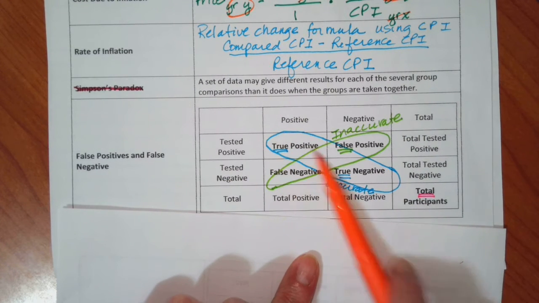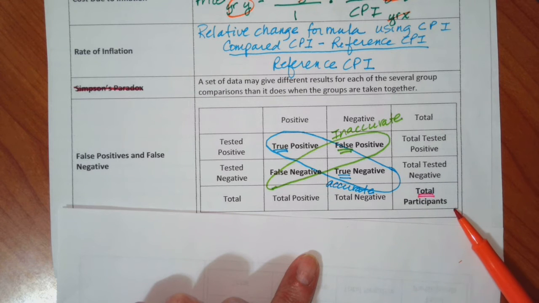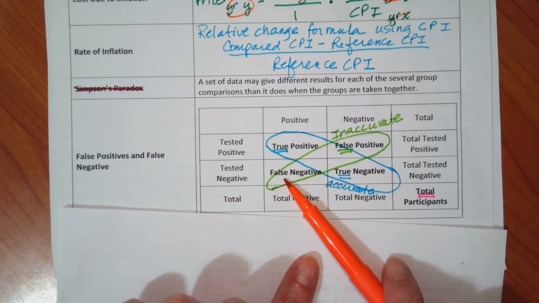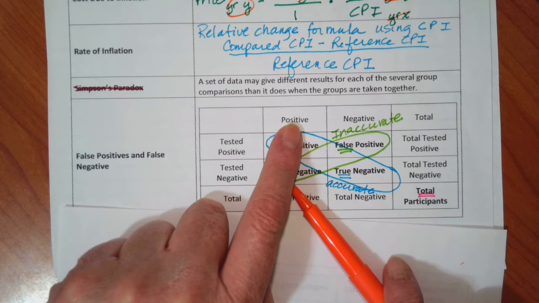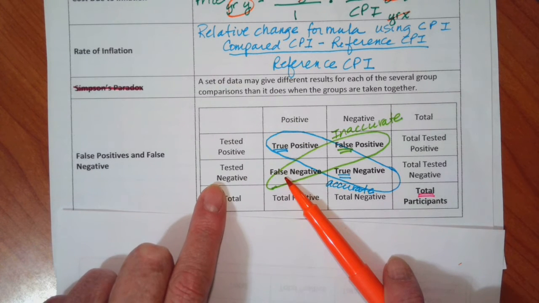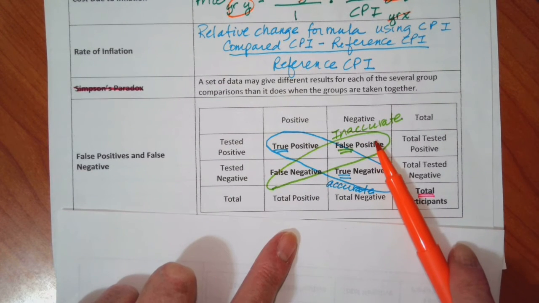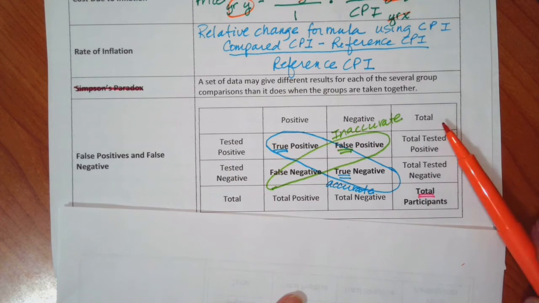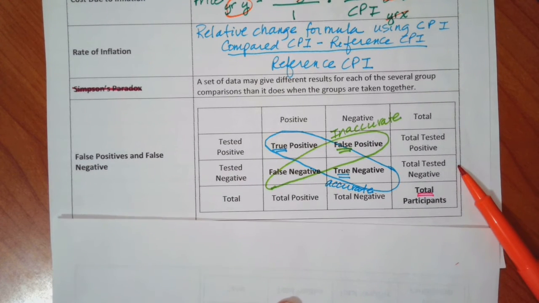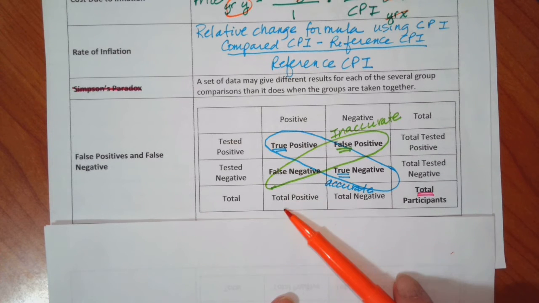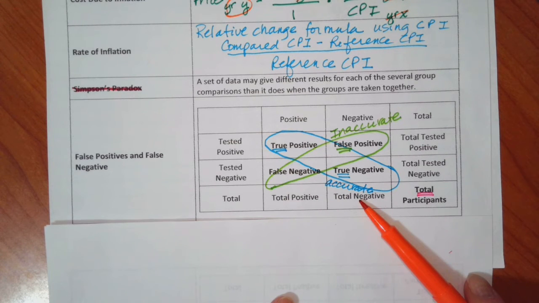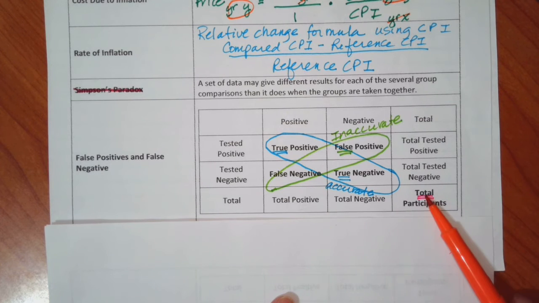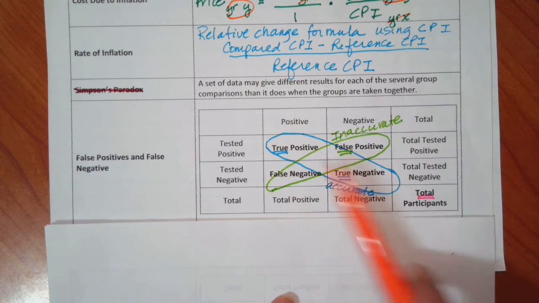So these are the ones that are accurate out of your total participants, and these are the ones that are inaccurate. These are the ones that you do have lupus, but the test shows you don't. This is when you don't have lupus, but you tested positive. And then you have your totals of tested positive, tested negative, and whether or not you have it or don't. Of course, these two add up, and these two add up, and you add across, add down.